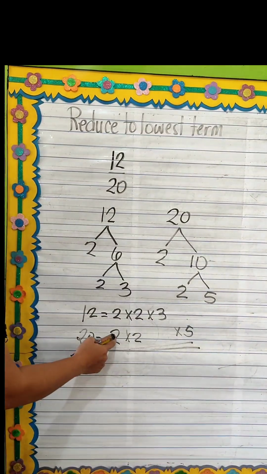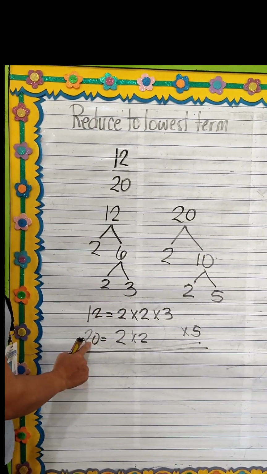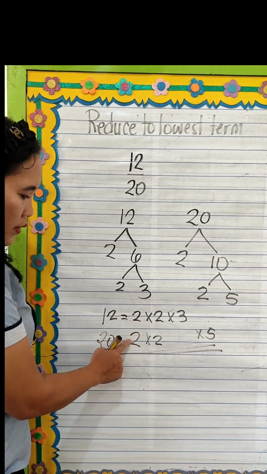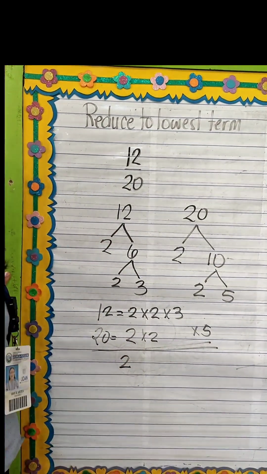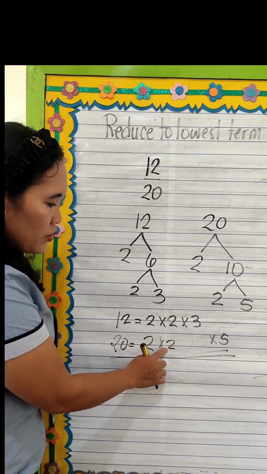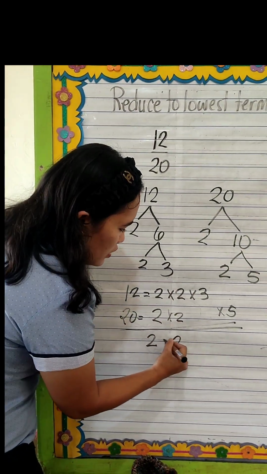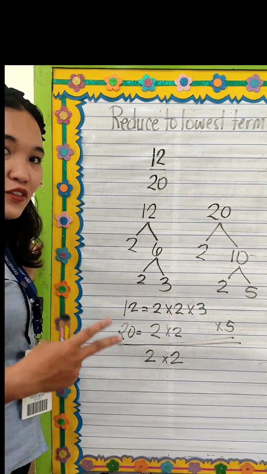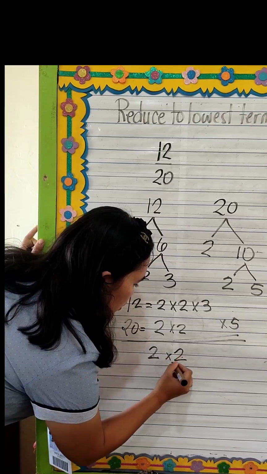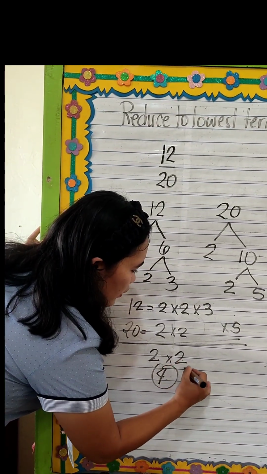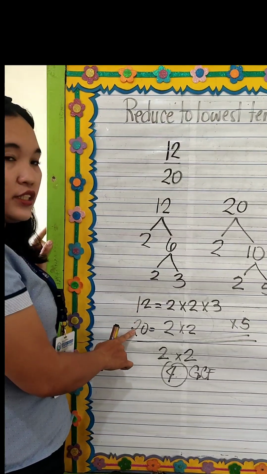Now, you find the common factors of 12 and 20. So there's 2 here, there's 2 here. So there's one factor that is common, and that is 2. And another 2 here, because there's 2 here and there's 2 here. So there is another factor which is 2. There are 2 common factors that are 2. So 2 times 2 equals 4. This is now the greatest common factor of 12 and 20.